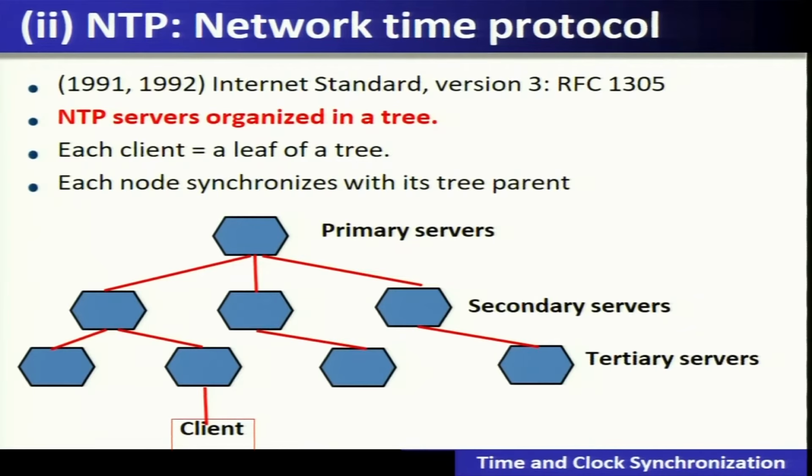Let us see the next protocol for external synchronization, called network time protocol, NTP. NTP is used in the internet for time synchronization among servers or network devices. NTP servers are organized in the form of a tree, and each node synchronizes with its parent in the tree. The first server is called the primary server, the second level servers are called secondary servers, then tertiary servers, and finally you have the client. So, NTP servers are organized in the form of a tree.